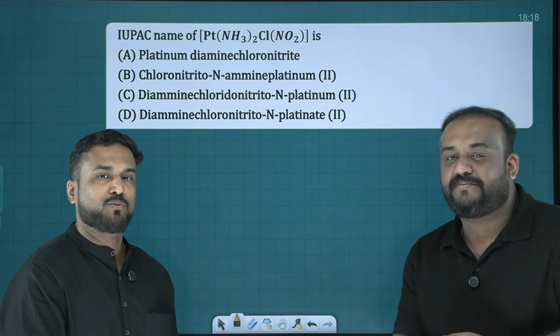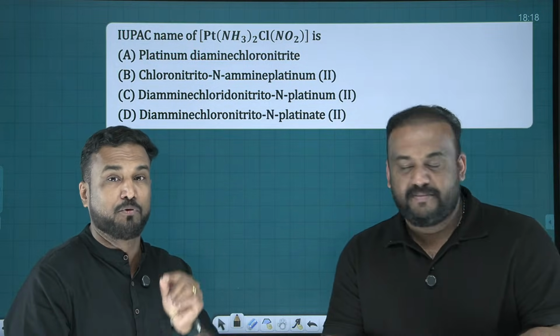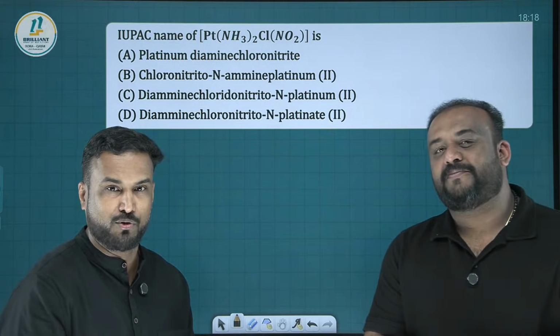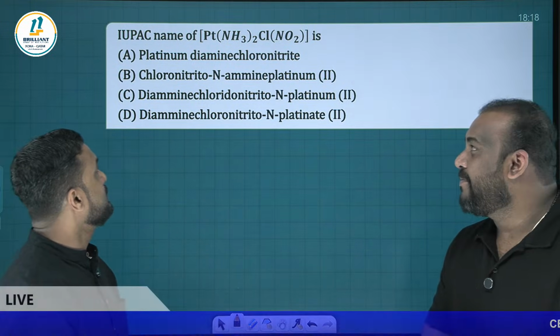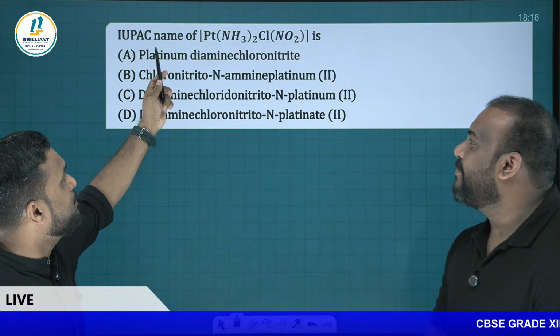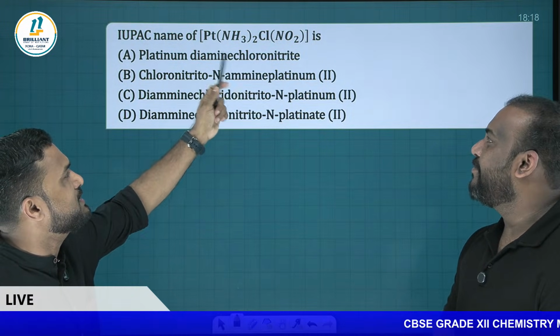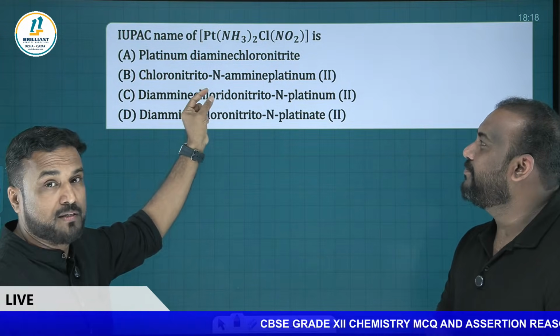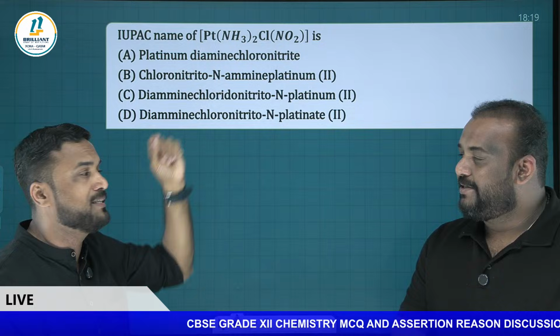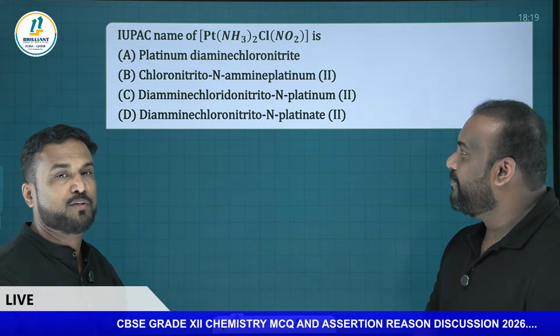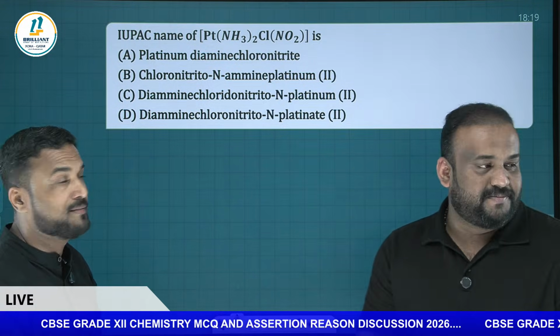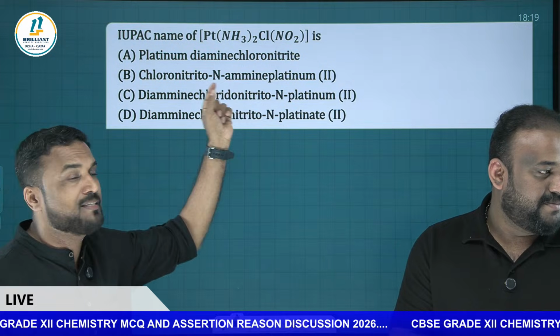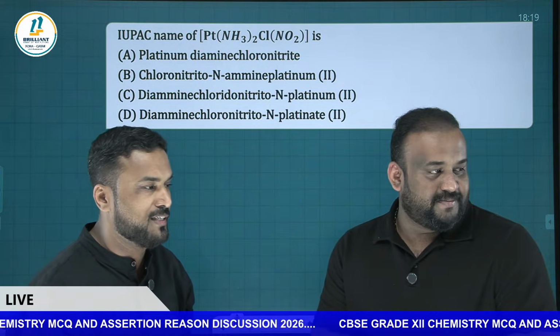the first question will most probably come for naming, from coordination compounds. The chance is there for one question. See, comparatively a simple compound is here. The IUPAC name of Pt(NH3)2ClNO2 is. You know that for naming, first you have to go for the ligands in alphabetical order. Which ligands are there: amine, NH3, Cl, and NO2. Okay, you can read the question.